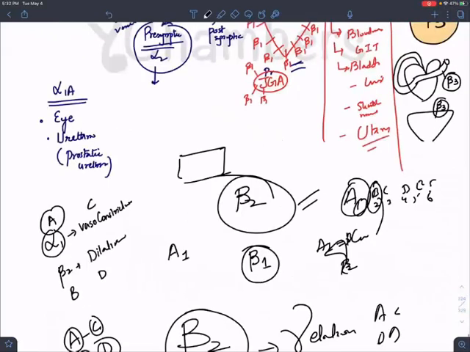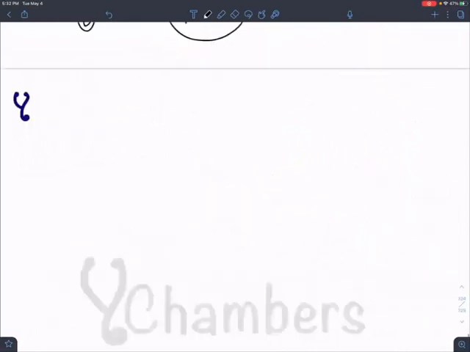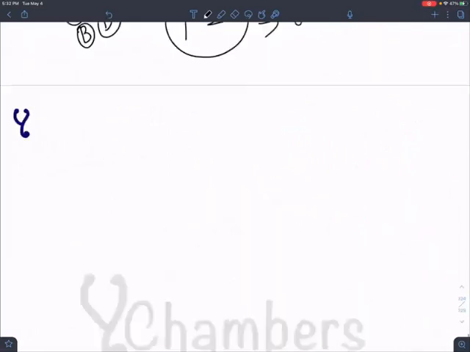How to remember the other receptors, how I remember them, will be told to you tomorrow in the next lecture.